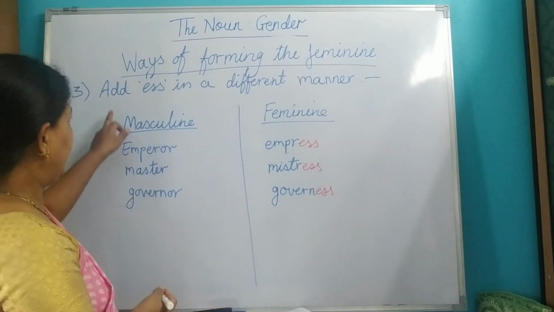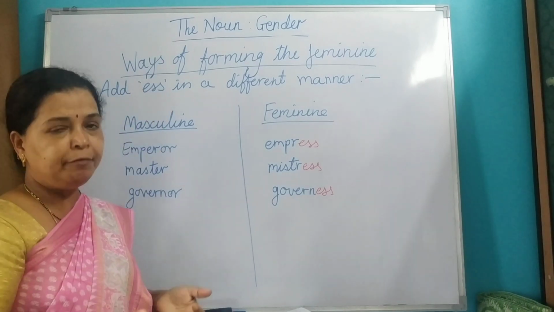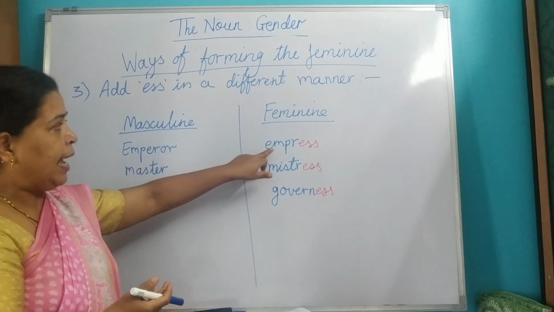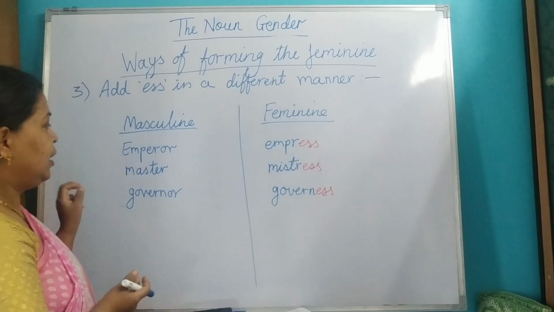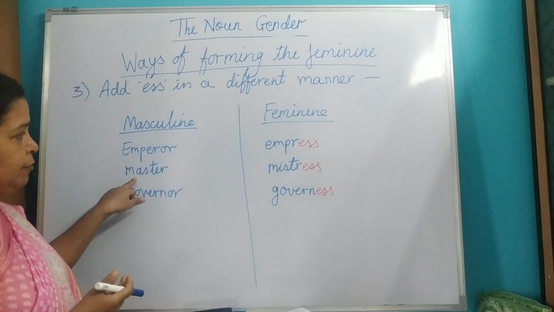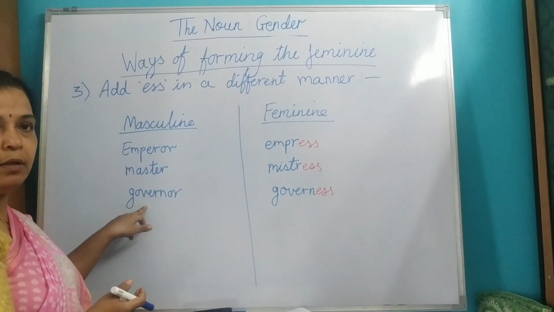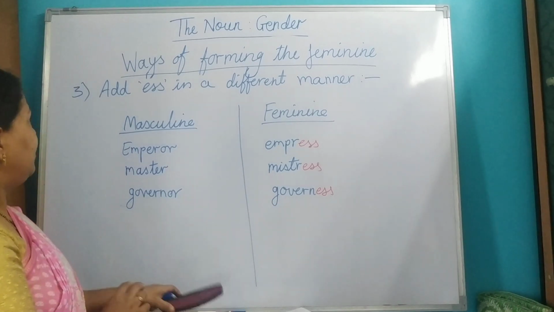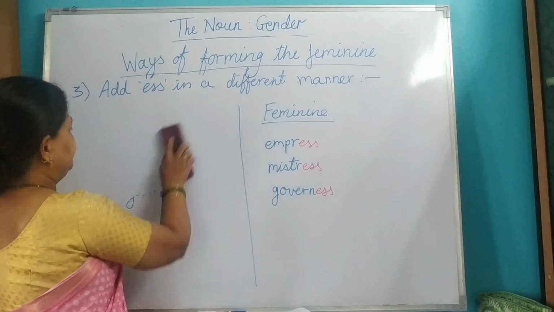In the third way, what we have to do? We have to add ess but in a different manner. Just see, emperor becomes empress. We have added ess. Then master, feminine noun becomes mistress. And governor becomes governess. So, by adding ess in a different manner.